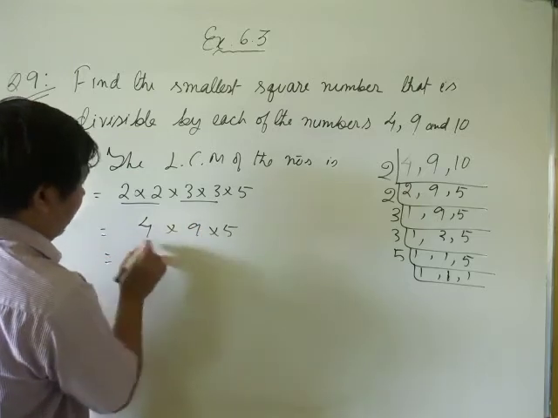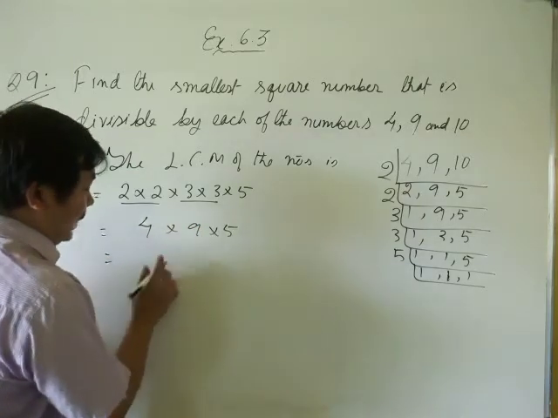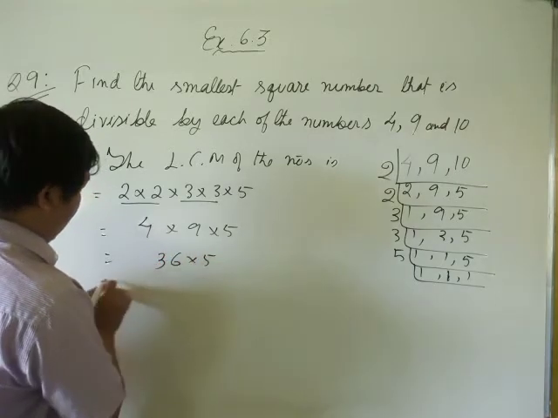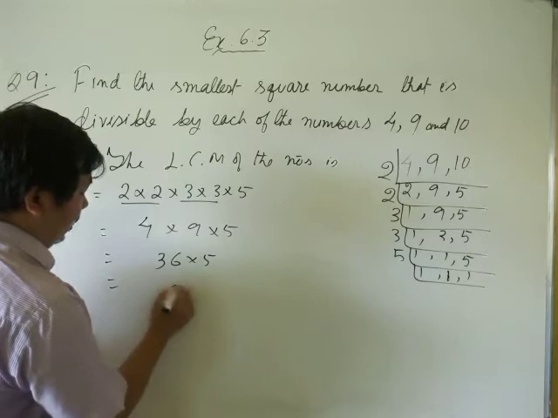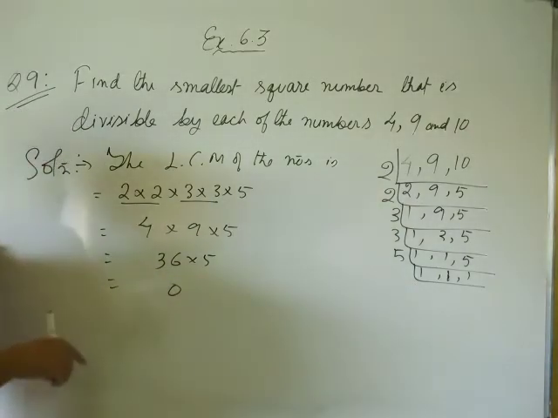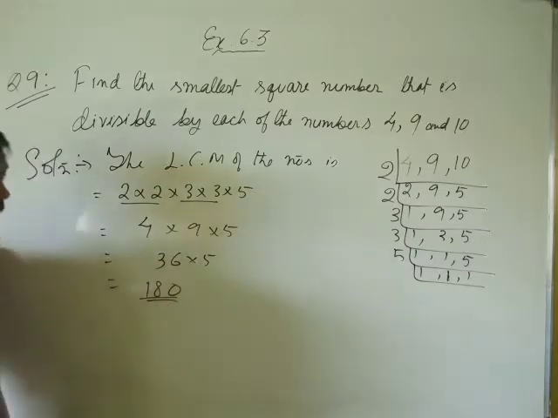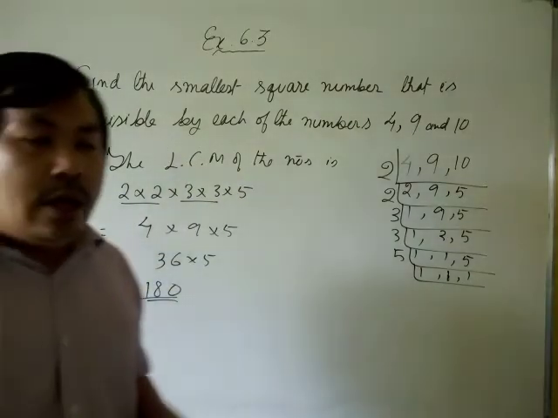That means how much will be here? 4 times 9 is 36. 36 into 5, then how much will be here? 5 times 6 is 30, 5 times 3 is 15, 18. Yes, we get 180. We get 180 as the LCM. Now 180 is the LCM.